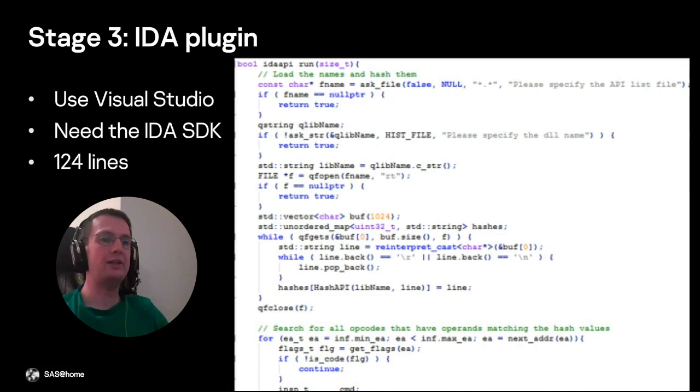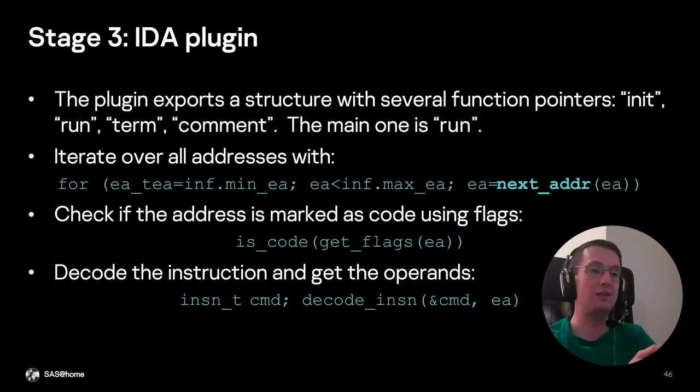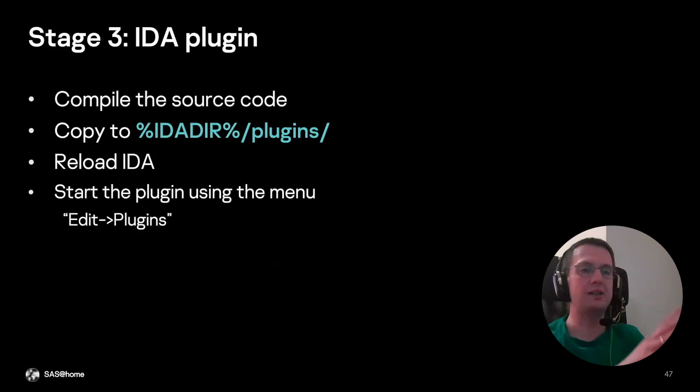You just implement the main function called run. There are also additional functions that you don't really need to implement. You go through all the decoded addresses with a function called next address, and you check if the address is marked as code. Remember, you have done this marking yourself. Then you decode the instruction with the decode instruction function, and you parse the operands. The rest is very simple. Then you just compile it, put the DLL or SO or dylib in the IDA plugins directory, reload IDA, and you have a new menu item in Edit, Plugins, and you just launch it.